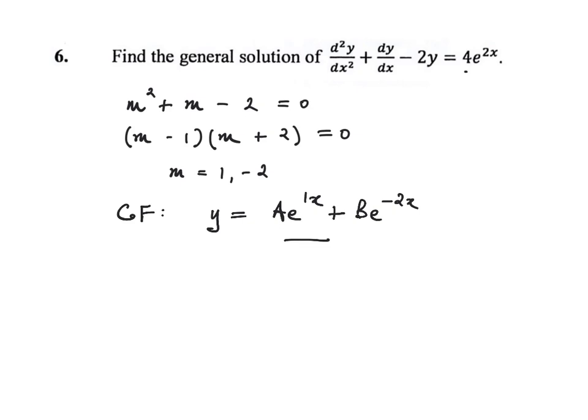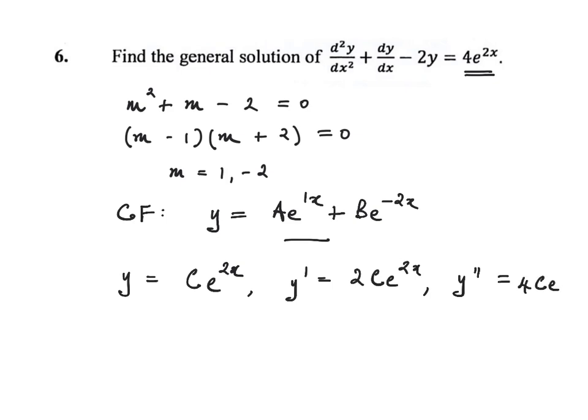The next thing we want to do is to consider this here. So the form of the particular solution is going to be, let's try y equals c e to the 2x. Now we know that y dash then will be 2c e to the 2x, and y double dash will be 4c e to the 2x.